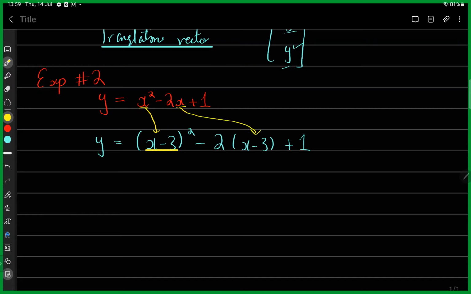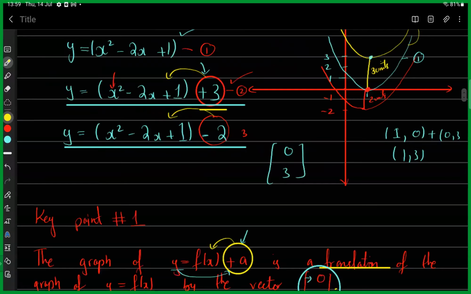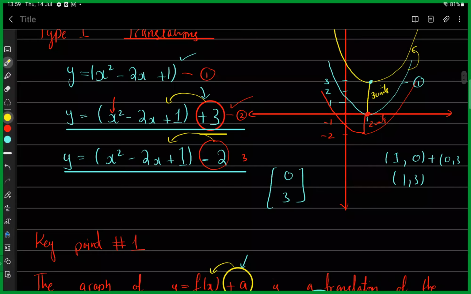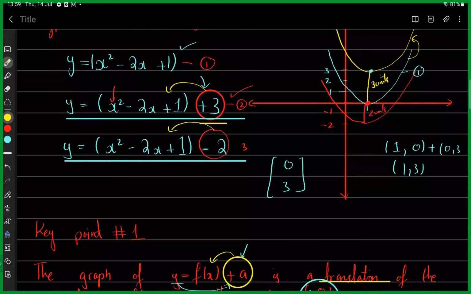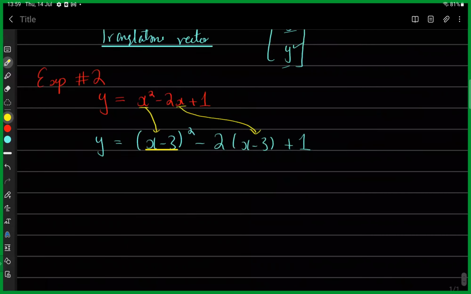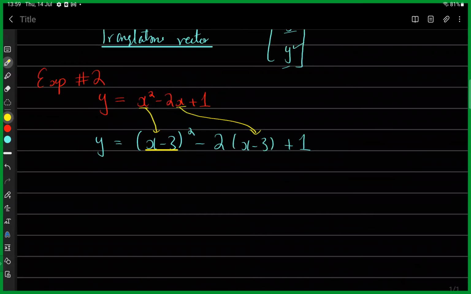So what difference would this change make on the graph? Everything is the same except that I've subtracted 3 in x. In the first example, I added 3 to the function. Whenever I would be adding something to the entire function, that would be adding to the function, and whenever I would be doing something with x only, that would be adding or subtracting with x. Let's see what change this would make on the graph.